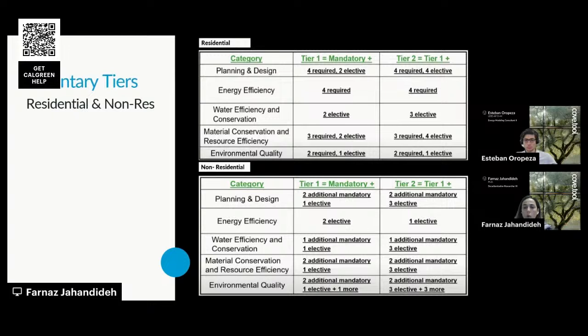So it highlights the energy threshold. You need to be 5 or 10% better in, like, lighting power density, outdoor lighting needs to be better, and so on. So it will be similar for non-residential as well.